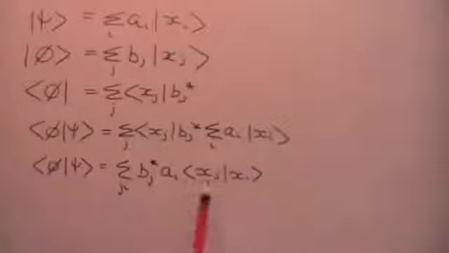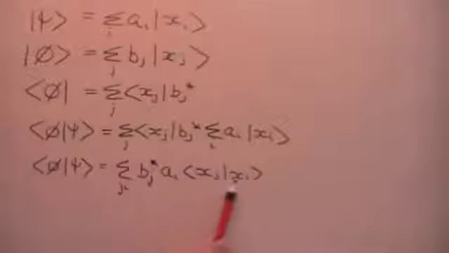Now, these are basis vectors. Basis vectors are by definition orthonormal, which means that if you do the inner product of one with another one, you get 0. We've seen this in previous videos. And if you do the inner product of one with itself, you get 1. So when j does not equal i, this term will be 0. And when j does equal i, this term will equal 1. So whenever j doesn't equal i, this term, and therefore the entire term, will be 0.